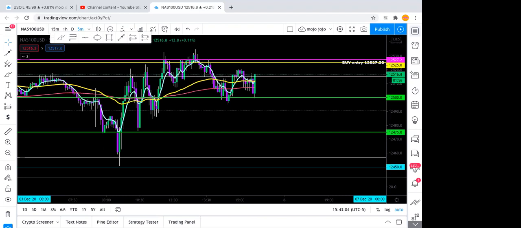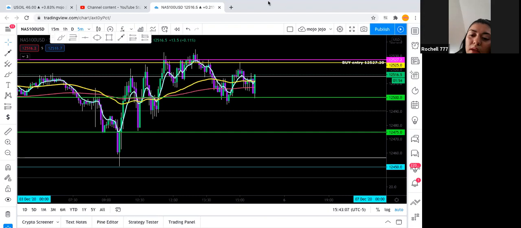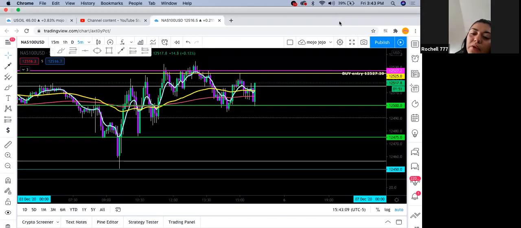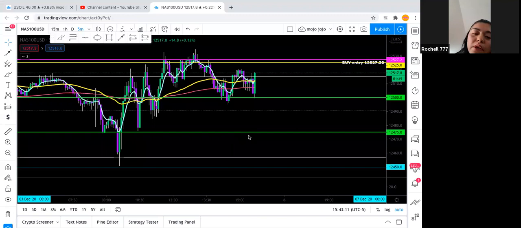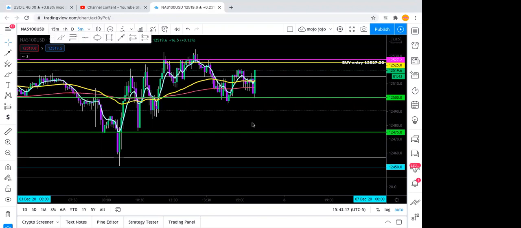And for the ones that are supposed to be avoided, do people trade with the three EMAs, the ones that you use right now, or is it a different strategy that you use? No, you can use this on everything. You can use this on every pair.